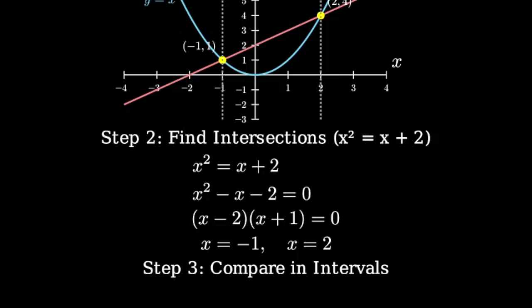For f(x) less than or equal to g(x), we include the endpoints: the interval from -1 to 2, inclusive. And for f(x) greater than or equal to g(x), we include the endpoints: minus infinity to -1 inclusive, union 2 to infinity inclusive.